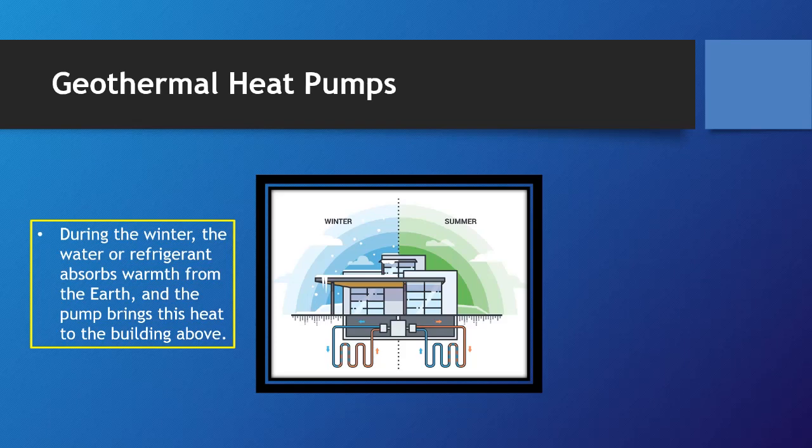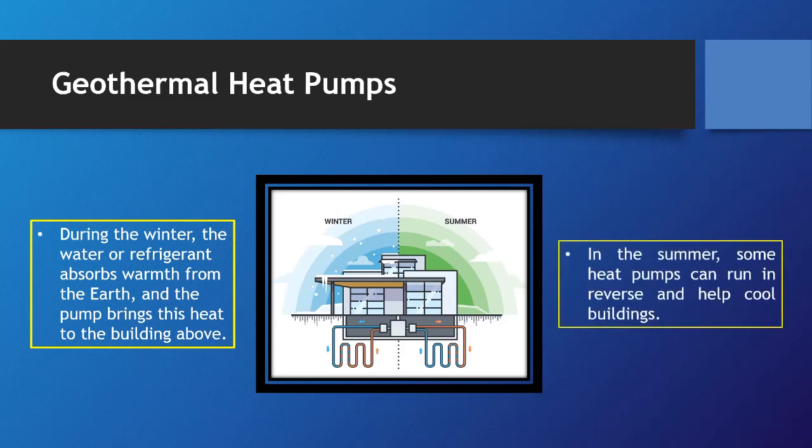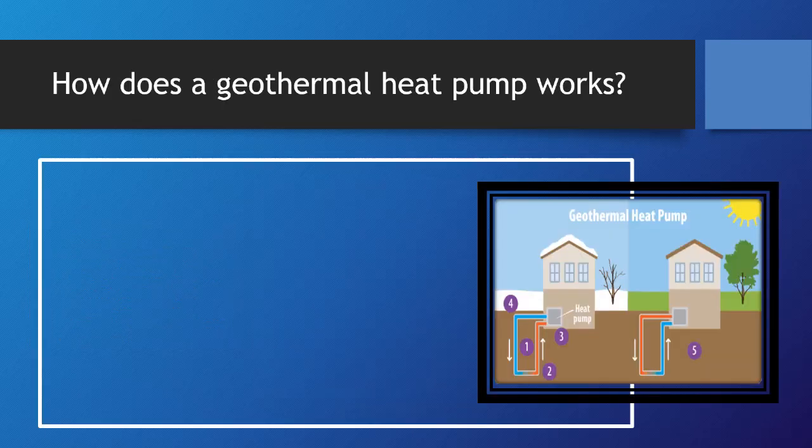The second one is during summer. In the summer, some heat pumps can run in reverse and help cool buildings. So during summer, the function of geothermal heat pumps is the opposite of its function during winter. It provides a cooling sensation for the building during summer.